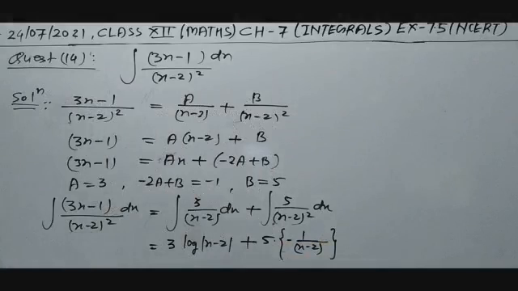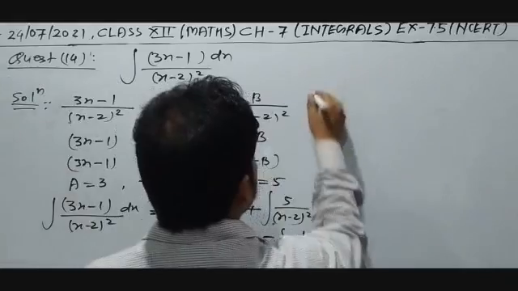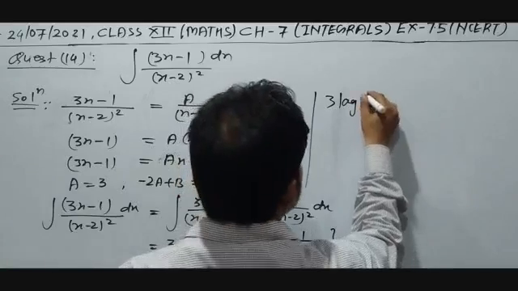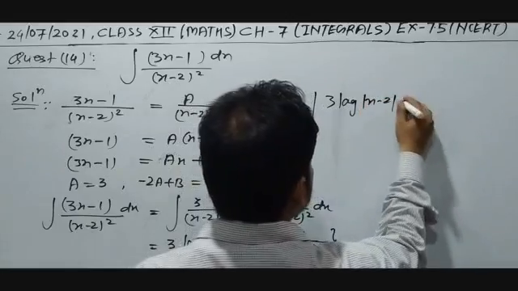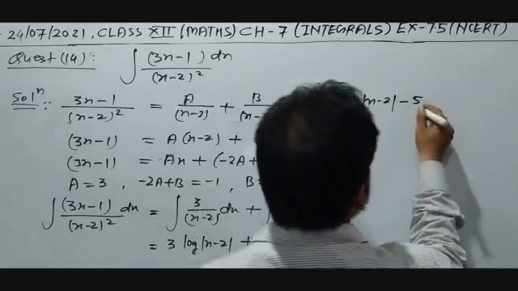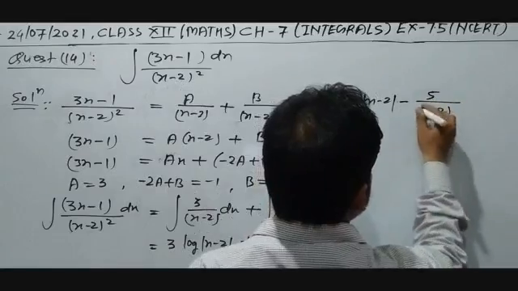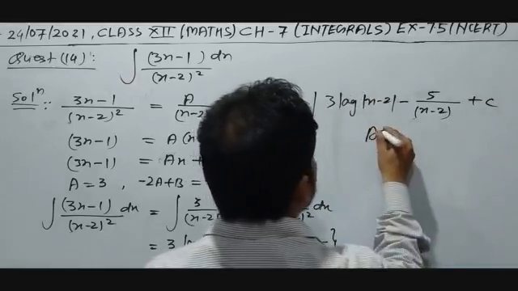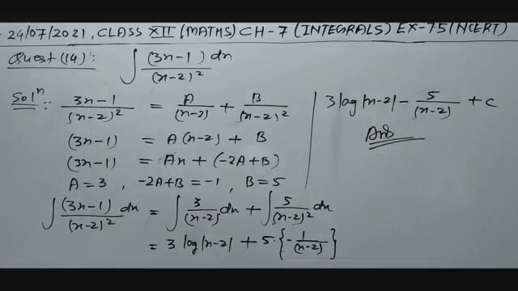Now what will be the result? Result will be 3 times log of mod of x minus 2 minus 5 whole upon x minus 2 plus c. This is the answer. Now question number 14 is totally completed.